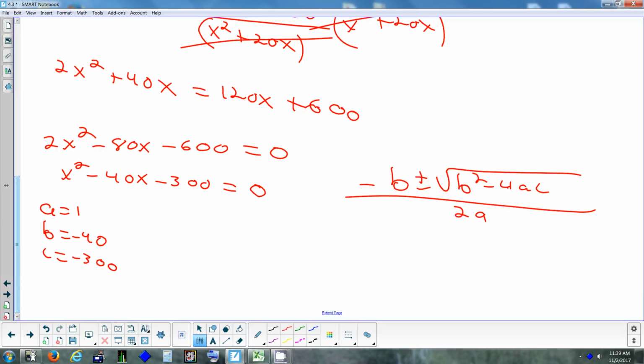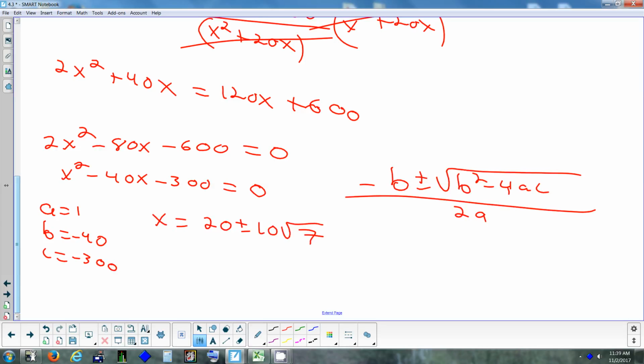That's a 4. All right, so the two answers you're going to get are x equals 20 plus or minus 10 square roots of 7. Those are the two answers.